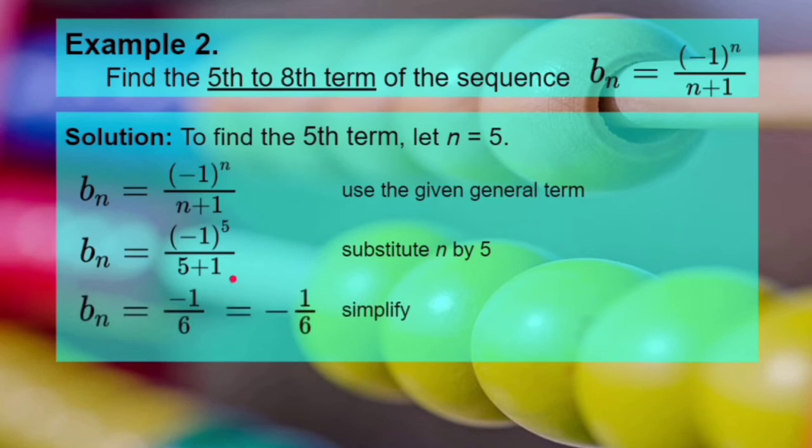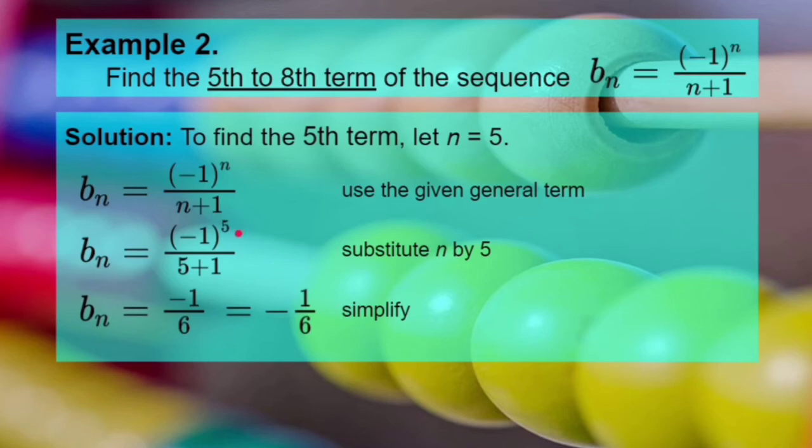Remember, when we are getting the power of a negative number, there are two things that we have to remember. If the exponent is an even number, then the product will be positive. And if the exponent is an odd number, then the product is negative.